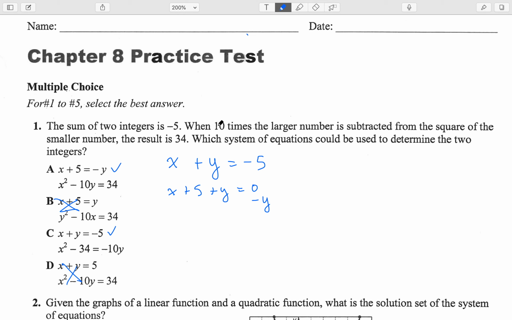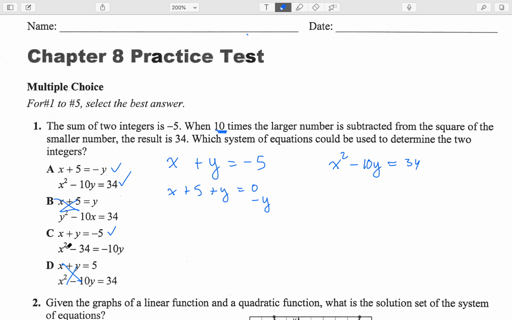Let's see, what's the other one? It says when 10 times the larger one is subtracted from the square. Well, which one's larger, x or y? I don't know. But look, they say 10 times y, 10 times x. Well, let's start it off with y. If, let's say 10 times the larger one, so that's 10y, is subtracted off from the square of the smaller one, is subtracted off of x squared, the result is 34, equals 34. Okay, is that my equation? x squared minus 10y, that seems to work.